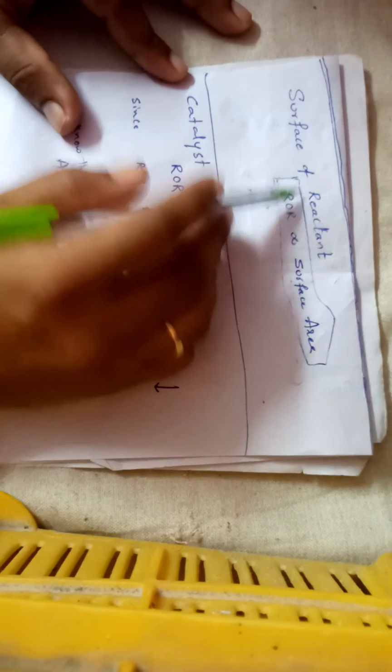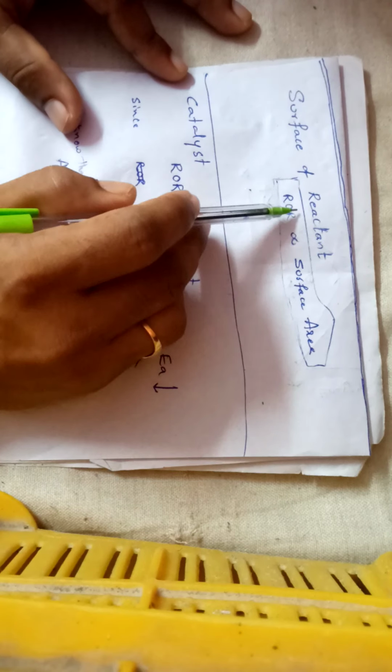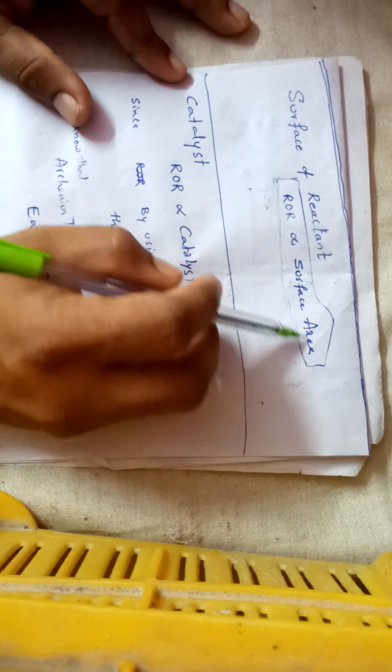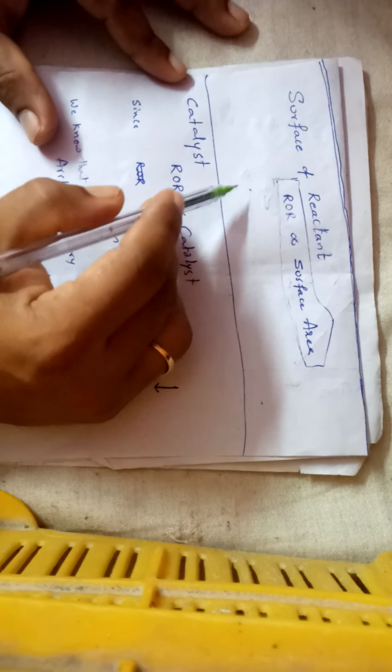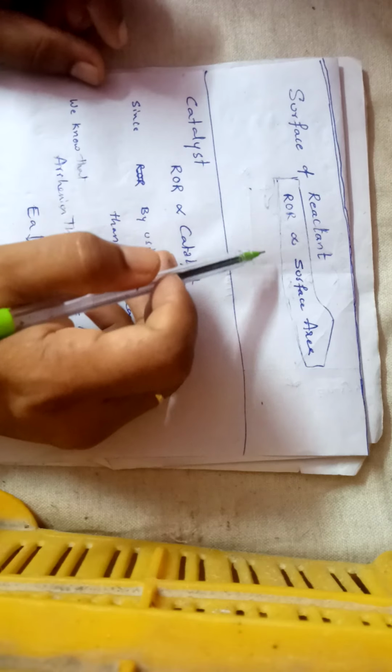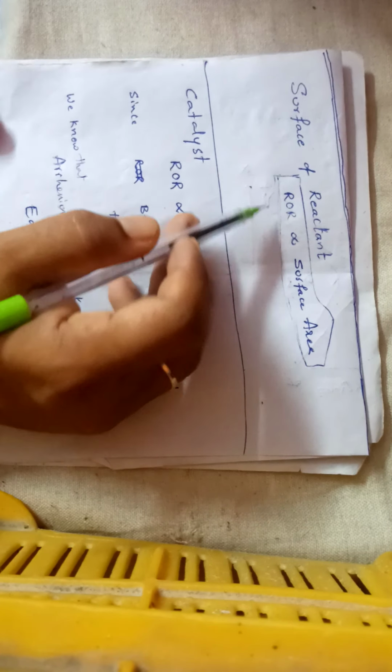The third factor influencing rate of reaction is the surface area of the reactant. Rate of reaction is directly proportional to the surface area of the reactant. If the surface area is bigger, the rate of reaction is very high. With a smaller surface area, the rate of reaction is very small. It's low speed.